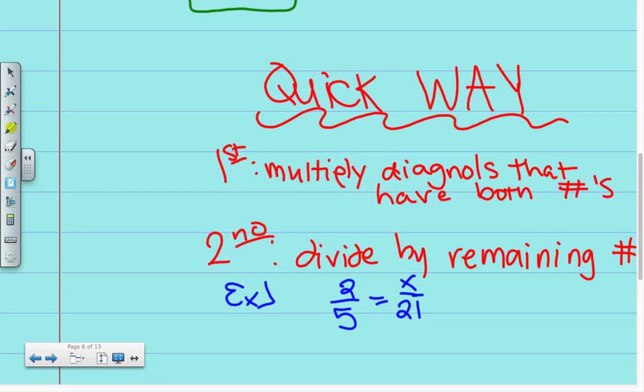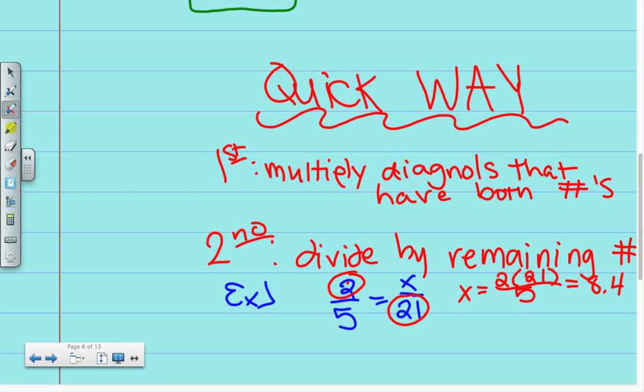This is what I expect to see in your work. All I'm asking you to do is multiply the diagonal that has both the numbers. So I'm going to say x is equal to 2 times 21. That's the diagonal numbers. That's step 1. And then I'm just going to divide it by 5. All you have to do is plug that into your calculator. 2 times 21 divided by 5 is 8.4. Okay? So it's a lot quicker that way.